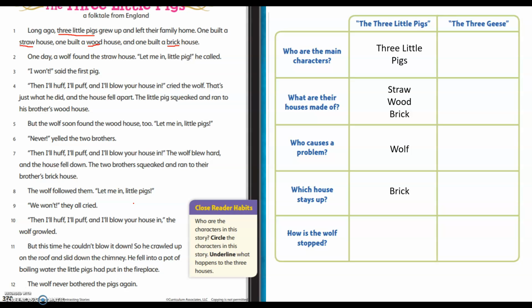So we read that the brick house is the one that ends up staying up. And how is he stopped in the end? He's stopped by going down the chimney and falling in a pot of boiling water. So the problem was solved in the end by him being burned in this boiling water, right?